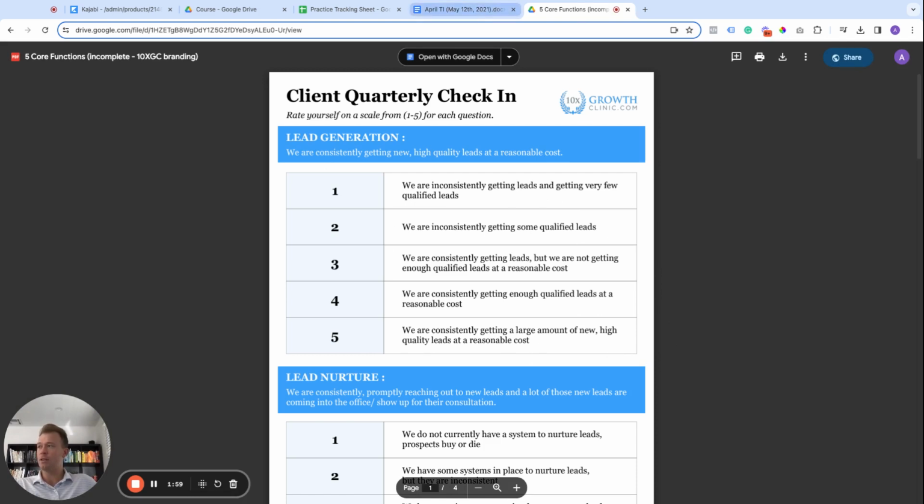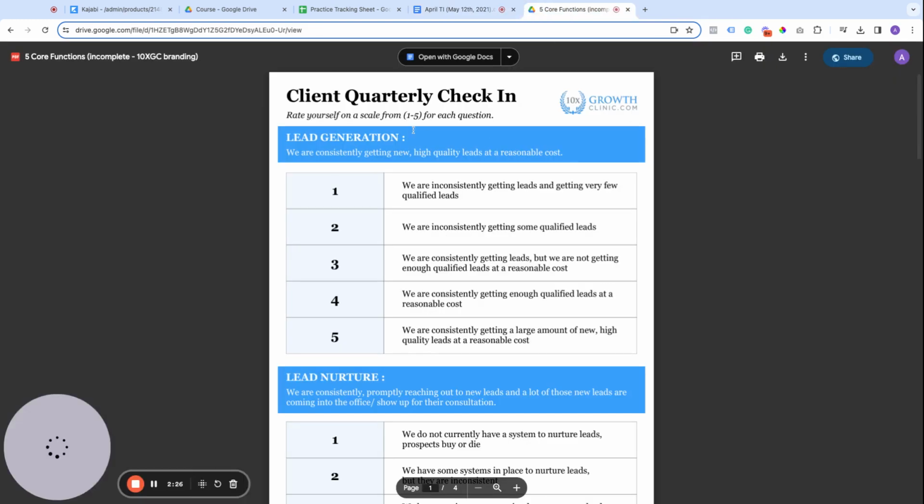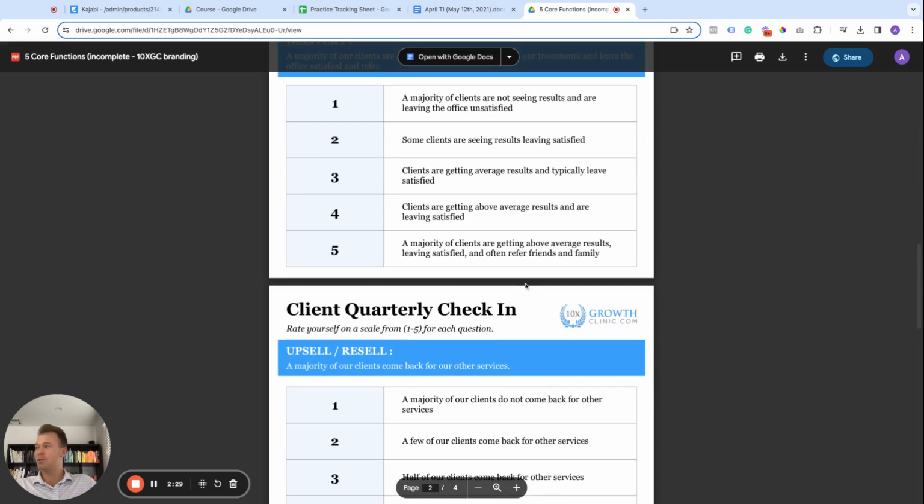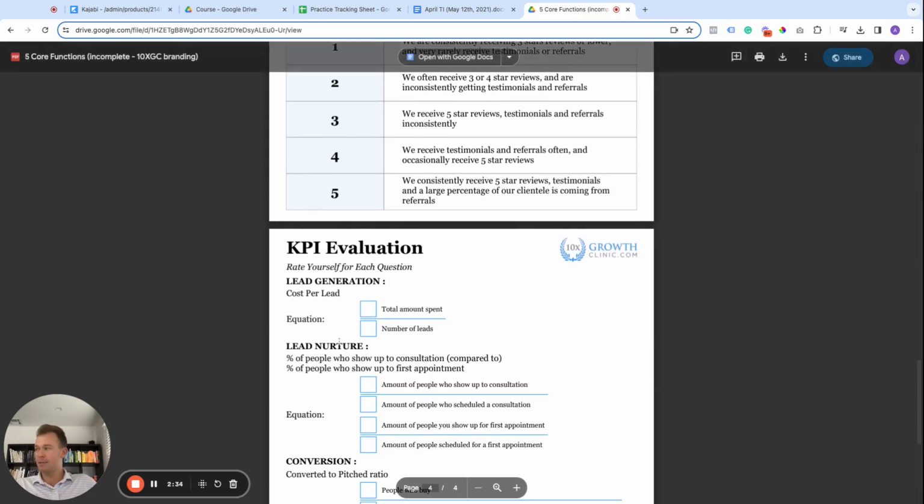And I strongly encourage you to run these meetings on your own. But here's roughly how it goes. You'll go through each section and you'll grade yourself in them. So lead generation, 1 through 5, you read them all out loud and you pick a number subjectively on where you feel like you're at. After you've subjectively gone through, you'll go through and type in the KPI that's correlated to that one function of business. So for lead generation, the KPI that's correlated to that is cost per lead. That's your objective answer.